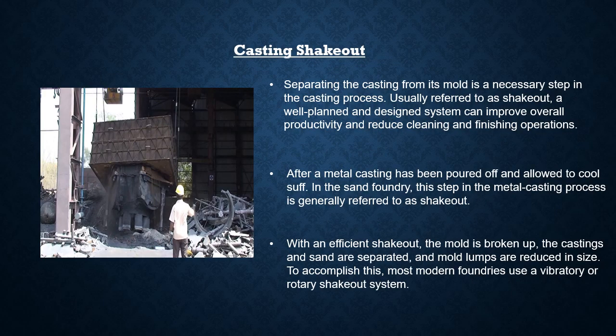And then the next process is casting shakeout. In this picture, we see the casting shakeout. The separation of casting and sand is almost always done by an unbalanced vibrating motion. Shakeout conveyors are used to shake off and segregate sand from the casting and to crush the sand lumps without damaging the casting.